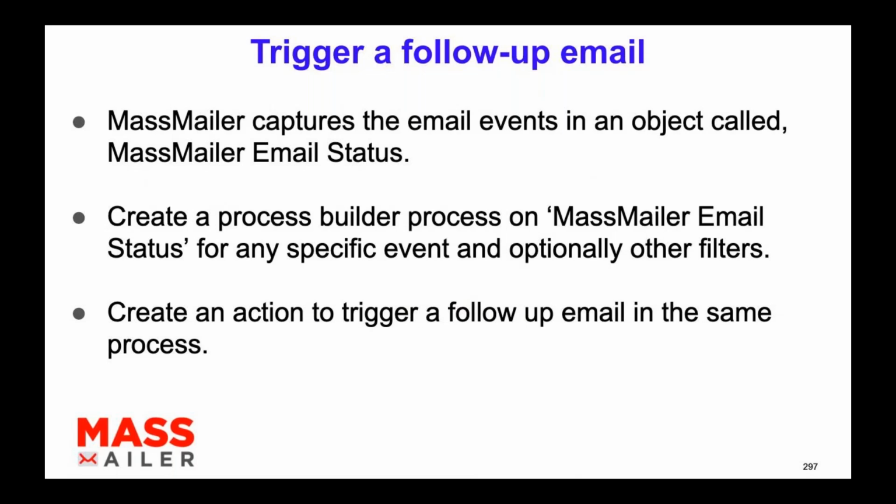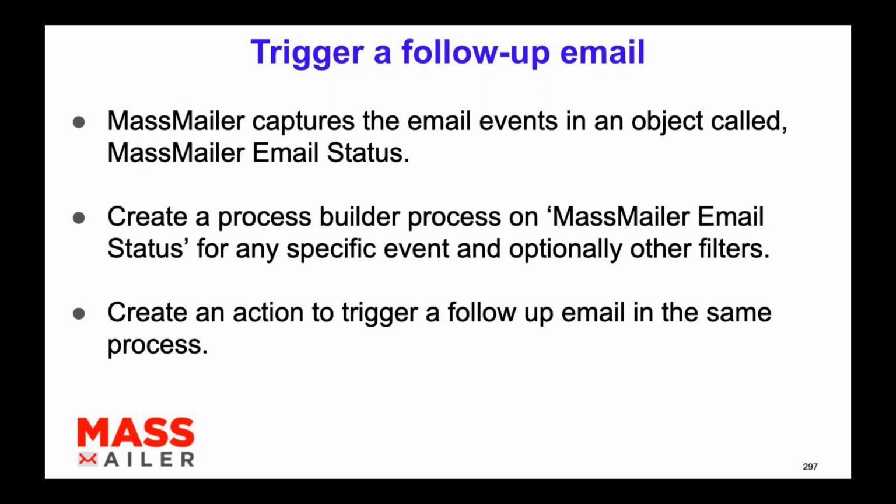So what you would do is create a Process Builder process on this particular object, and then you can filter for a specific event, and you can also optionally apply other filters. So you can narrow down which kind of click event or which campaign it belongs to, or any other filters that you want to apply. That's what I would do.